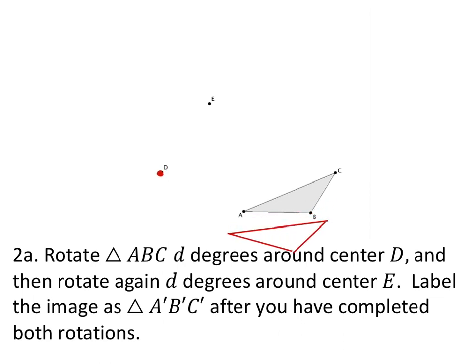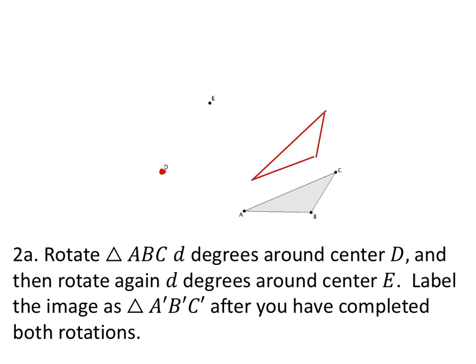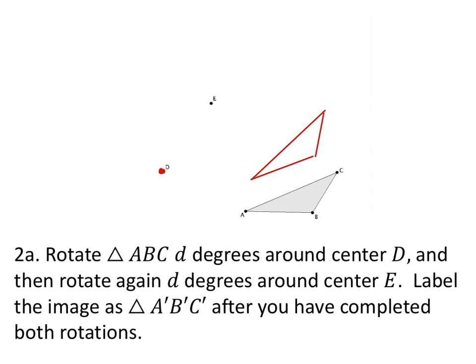All right, you guys tell me. Oh, I'm going clockwise, I apologize. Counterclockwise, you guys tell me when to stop. Stop. Stop. There we go. All right, so let's label these then. Label the image A prime, B prime. We did that. So that is 2A.